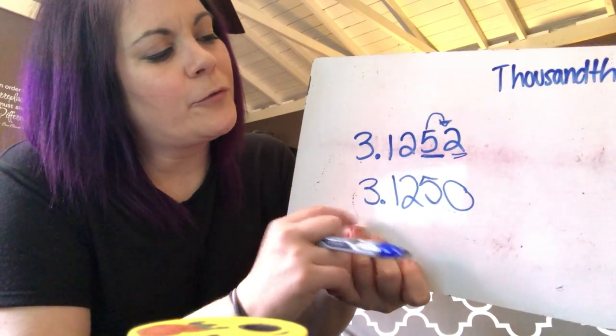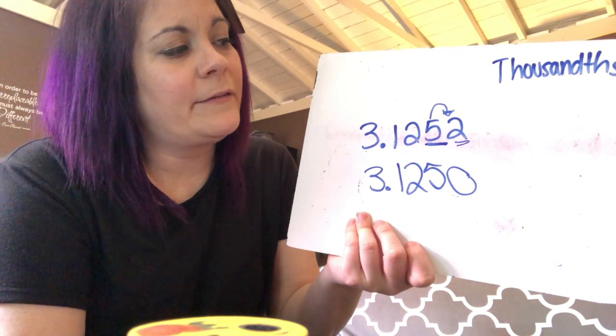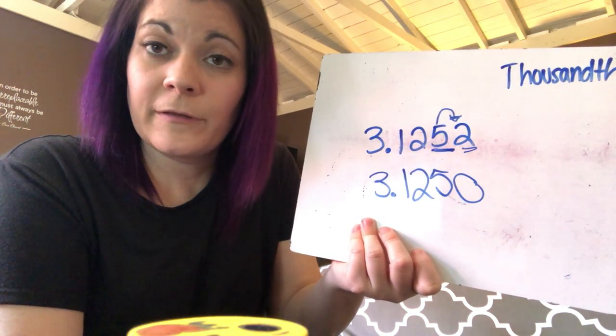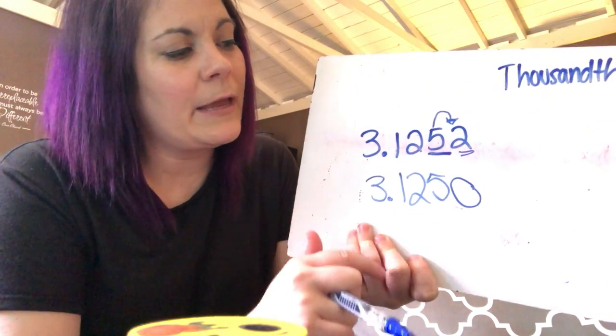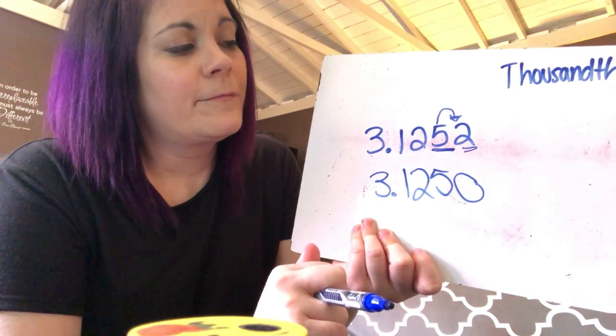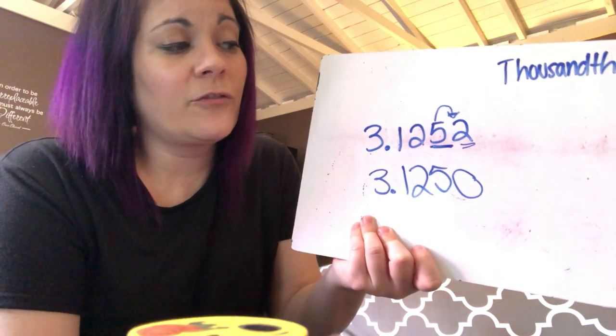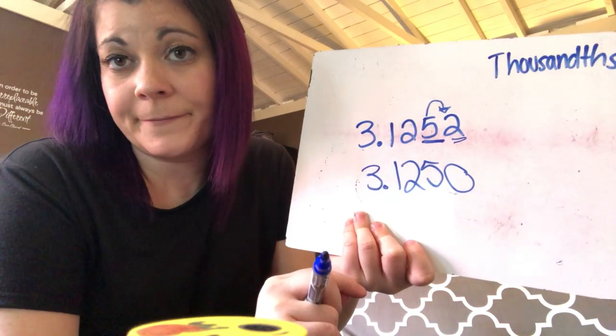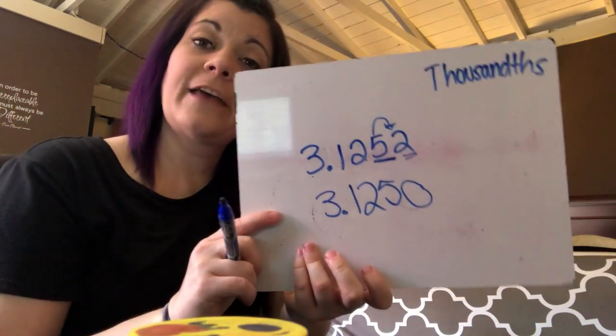Okay? So 3.1250 will round to the thousandth. And this is 3 and 1,250 ten thousandths. Okay? And that's how you round.